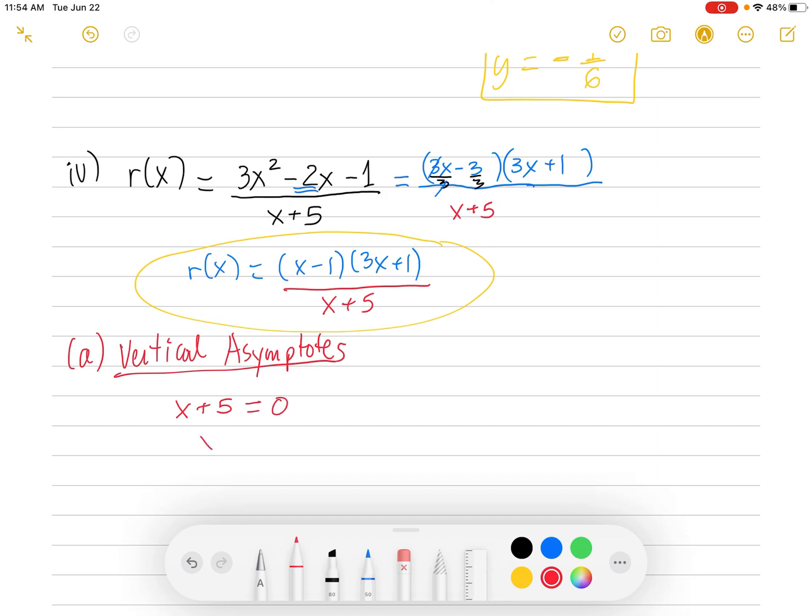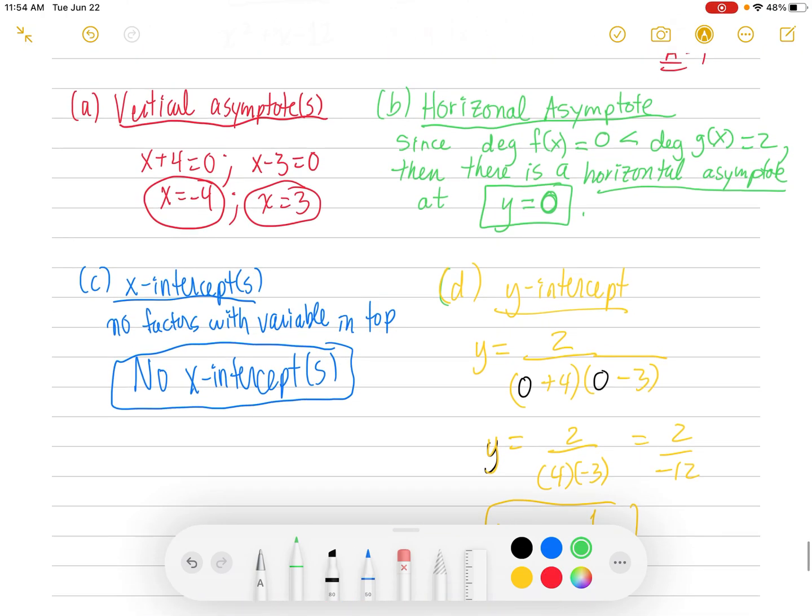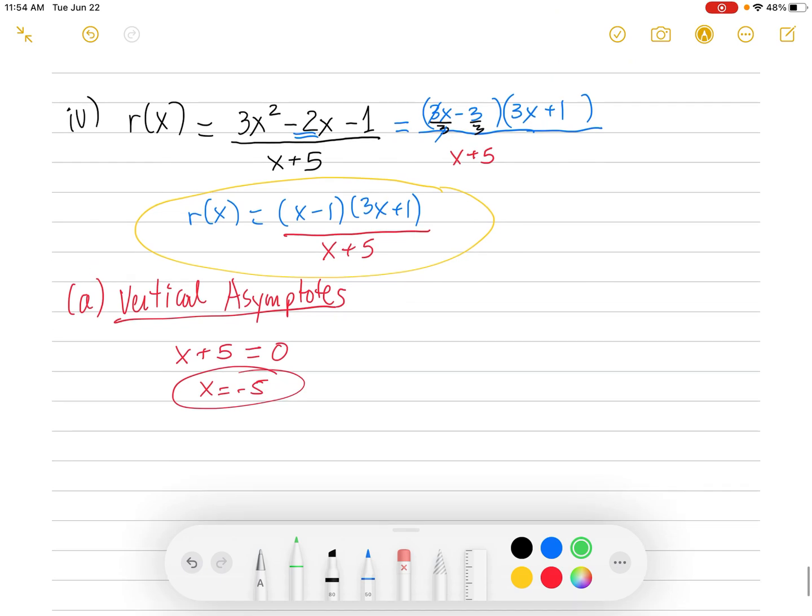So we're going to take x plus 5. We're going to set that equal to 0, and we're going to solve for x. So I subtract 5 from both sides, I get negative 5 as a vertical asymptote. So just one vertical asymptote. Okay, then I go on to the horizontal asymptote, if I have one, or slant asymptote, if I have one. Do I have a horizontal asymptote? No. No horizontal asymptote.